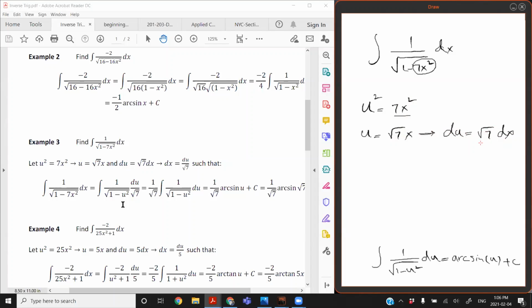Now I have the root, I have the dx, I always have that, but I am missing the root 7, but that's no big deal. I can always multiply by root 7 on top and divide by root 7 at the bottom.